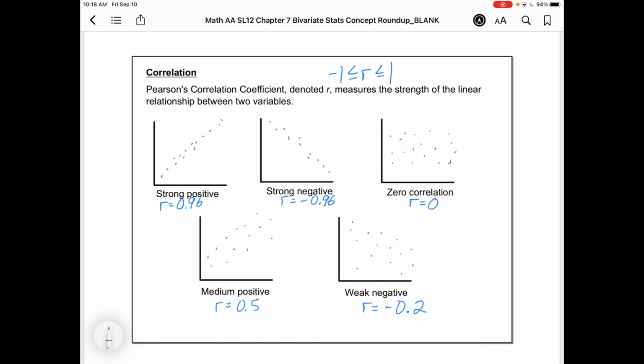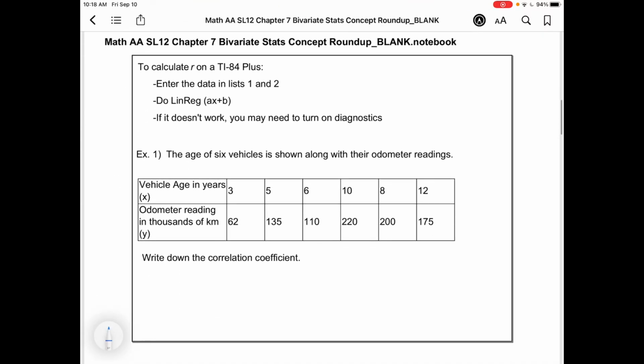If you don't have a strong linear relationship between two variables, it probably doesn't make a whole lot of sense to make a line of best fit or a linear regression. Okay, so if we want to calculate R on a TI-84 Plus, we enter the data in lists 1 and 2, and we use LinReg. If it doesn't work, you may need to turn on stat diagnostics, which is under Catalog. There's a whole bunch of things that you can choose. One of them says DiagnosticOn, and you just hit enter twice. LinReg is under Stat, which is also where the lists are, and then you press over, and LinReg is 4.